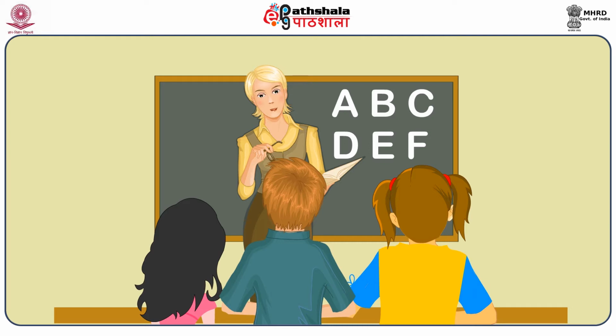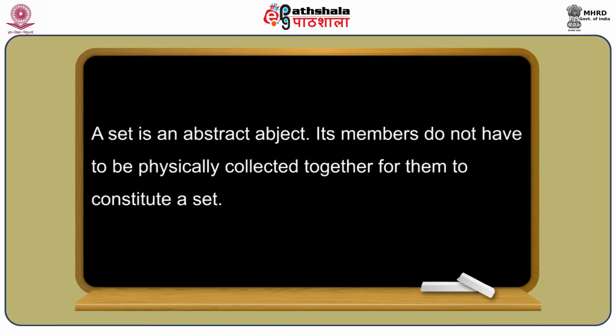We will use the words object or entity in a very broad way to include all these different kinds of things. A set is an abstract object. Its members do not have to be physically collected together for them to constitute a set. The membership criteria for a set must in principle be well defined and not vague.